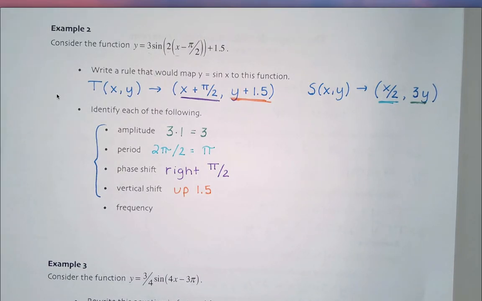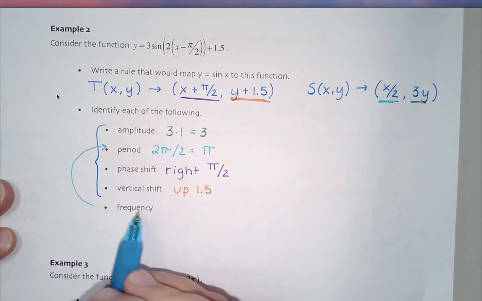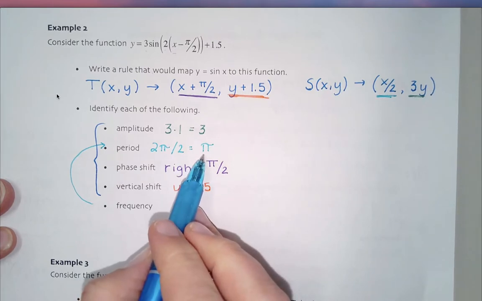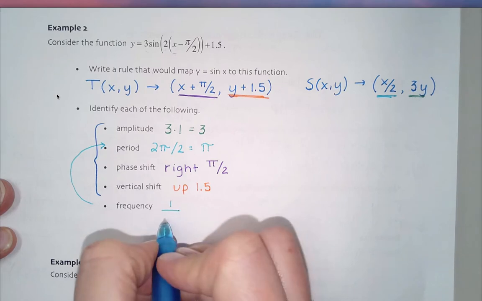Now, frequency really relates back to the period, so I'm going to go back to this. Frequency is the reciprocal of the period. So I'm going to just take pi and flip it over. The frequency would be 1 over pi.